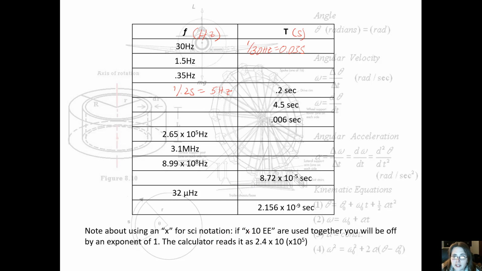So in your calculator, if you use x or times 10 to the EE, you will be off by an exponent of 1. What you need to type in, if you're trying to say 2.4 times 10 to the 5th, is 2.4 EE 5, and that is equal to 2.4 times 10 to the 5th in your calculator. And we'll practice this in class.